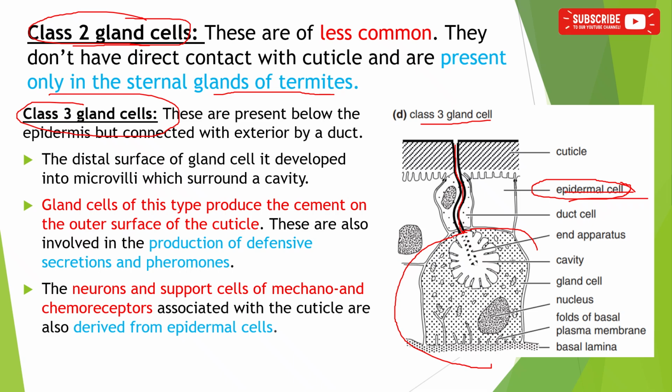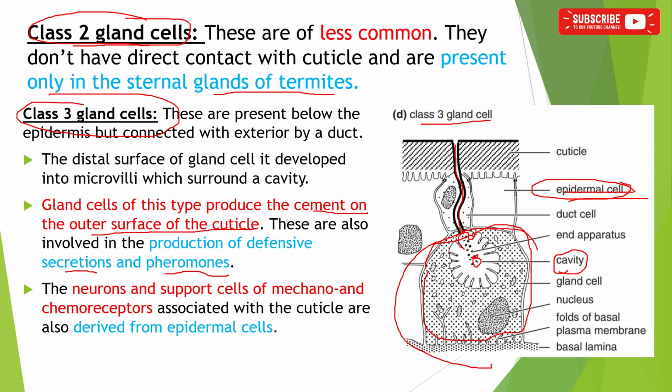This gland mainly consists of a cavity, and this cavity is covered by microvilli. As you can see here, this is the gland cell, and this is the cavity, and the cavity is surrounded by microvilli. These class 3 gland cells are mainly involved in the production of some defensive secretions and also pheromones, and they secrete the cement on the outer surface of the cuticle.